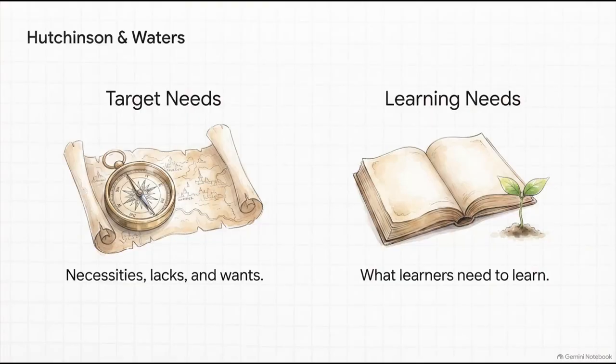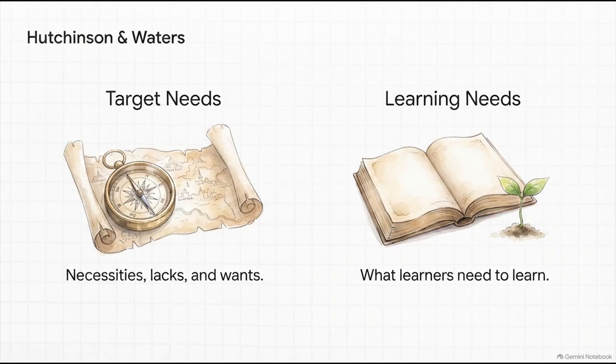And this beautifully illustrates how scholars Hutchinson and Waters broke the whole thing down. They made a massive contribution by splitting this into two main buckets: target needs and learning needs. Now, under target needs, we have three crucial pieces. First, necessities, which are the hard, objective demands of the target situation. Basically, what you simply must know to survive there. Then, lacks, which is the gap between what you need to know and what you already know.